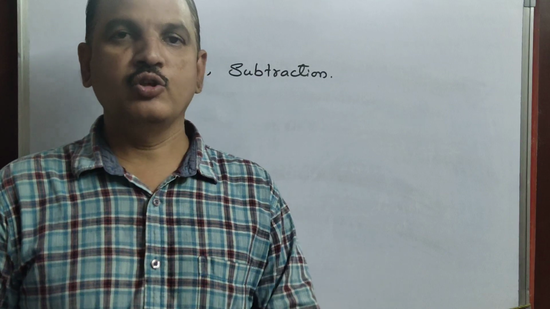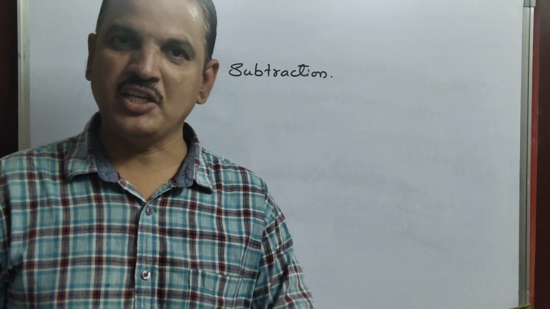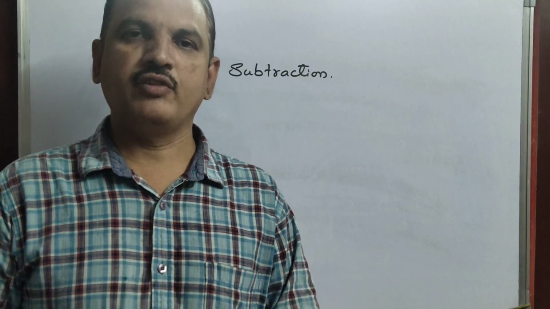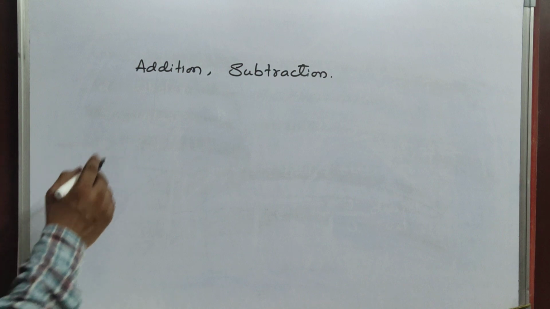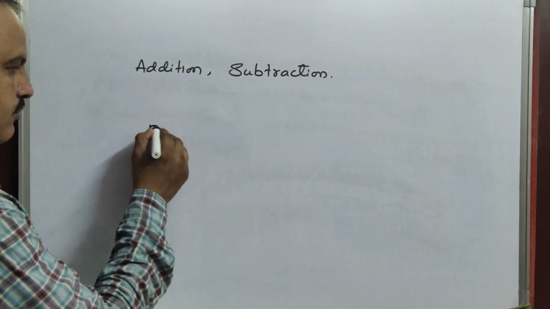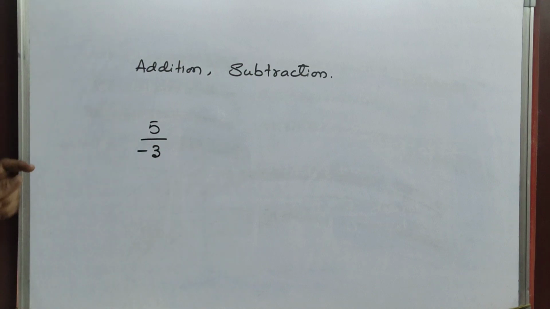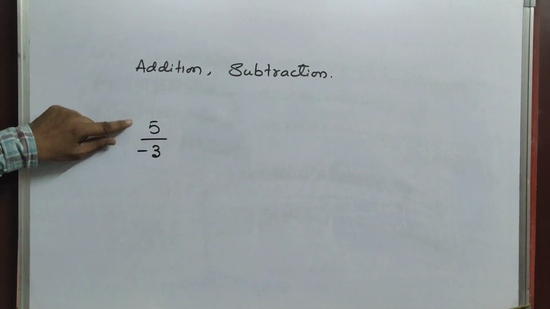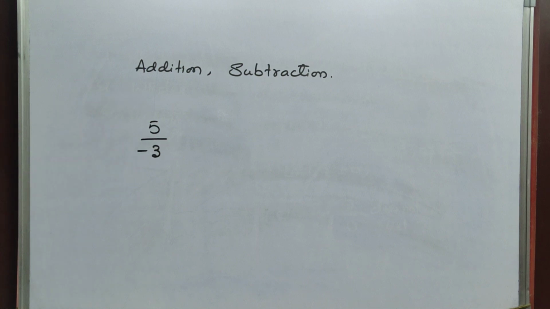But before knowing about addition of rational numbers and subtraction of rational numbers or multiplication of rational numbers or division of rational numbers, we have to learn some basic concepts. See here, 5 by minus 3. What do you observe here, children? The negative symbol is in the denominator place.